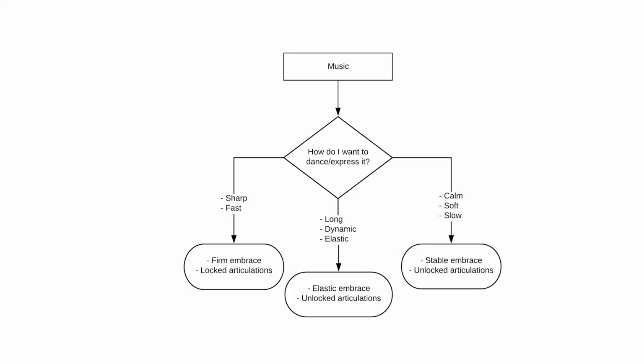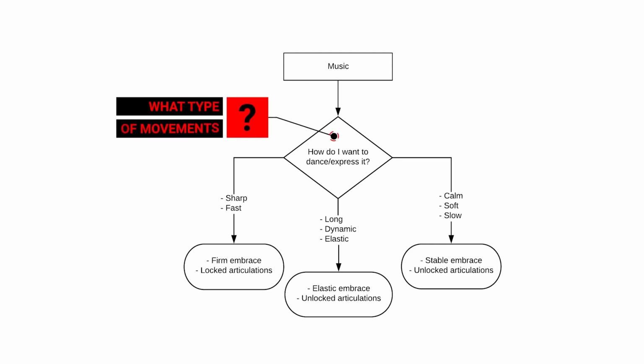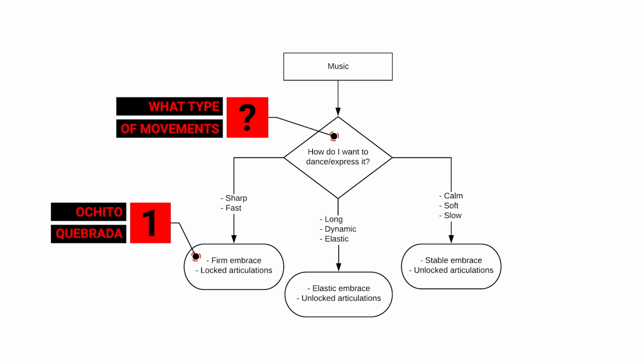With the term dynamic embrace, we mean an embrace that changes according to the movement that we want to do, which of course we choose according to the music. For example, if we want to dance fast or sharp, we need to have a firm embrace with locked articulations so that the energy doesn't spread out. In our sequence, examples of these movements are the ochitos and the quebrada.